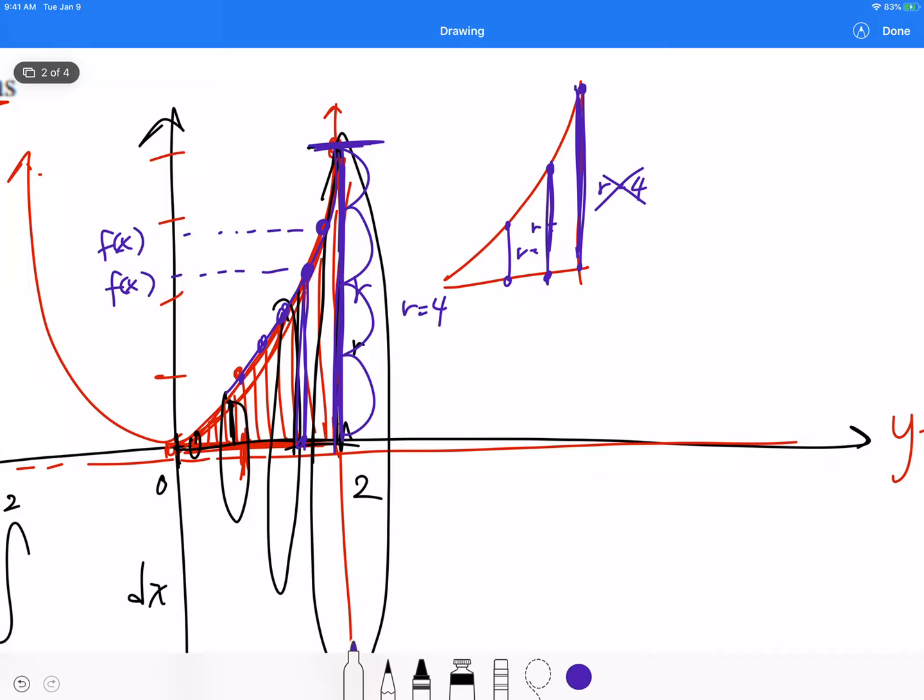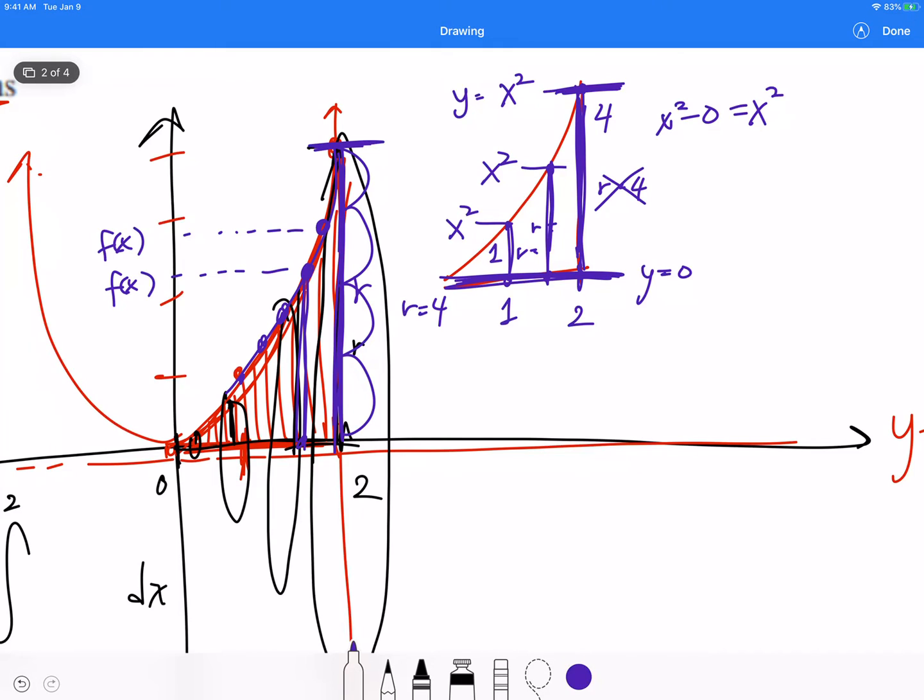So how do we represent the radius? You take the value of x squared at those different locations, and you subtract away the bottom one. What is this bottom value? It's y equals 0, and the top is y equals x squared. In other words, you take the top curve minus the bottom curve. So what is x squared minus 0? It's just x squared. Because when x is 2, y is 4. When x is 1, y is 1. So the radius value actually becomes x squared, believe it or not.